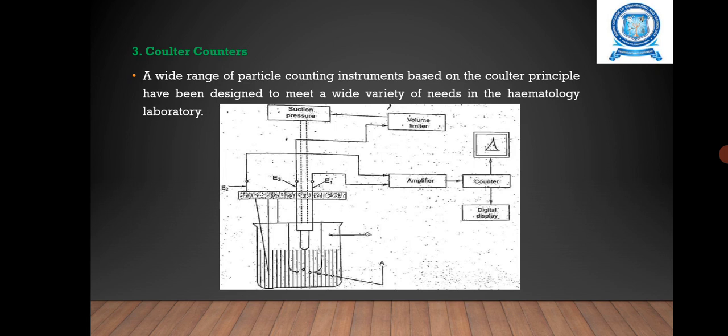And the next one is Coulter counters. Here we have a wide range of particle counting instruments. It is based on the Coulter principle. These instruments range from the small counters used primarily for red and white cell counts in very small hospitals and clinics to the multi-parameter microprocessor.